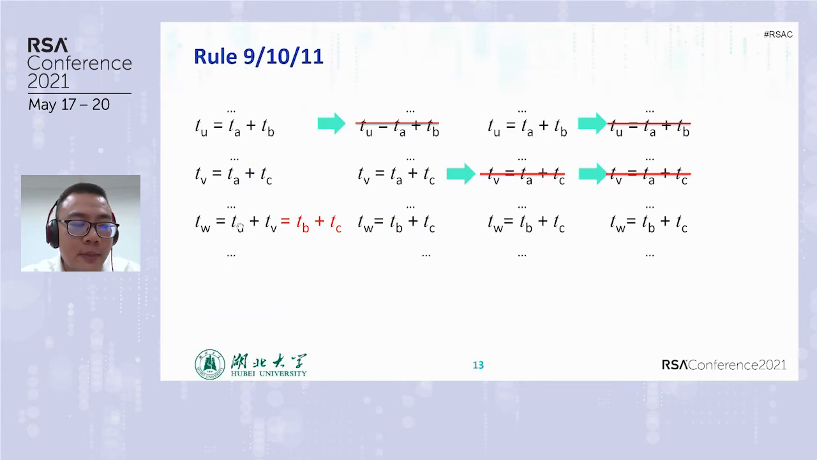Suppose that this is a part of an implementation, and we can find that TW is equal to TU XOR TV, and it can also be written as TB XOR TC. Rule 9 means that if TU is only used once, we can delete it and save one XOR. Rule 10 means that if TV is only used once, we can delete it too and save one XOR gate. Rule 11 means that if both TU and TV are only used once, we can delete them both, and thus we can save two XOR gates.